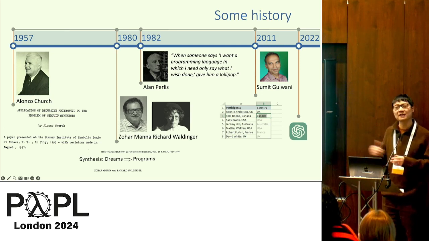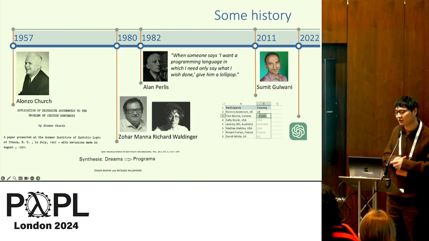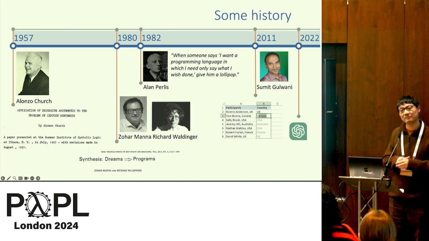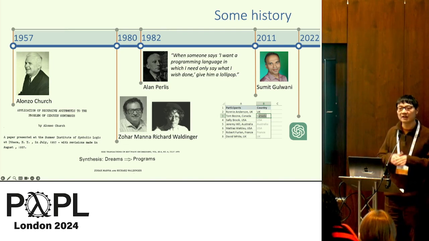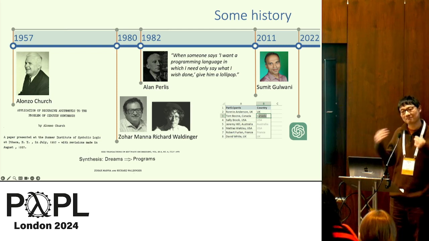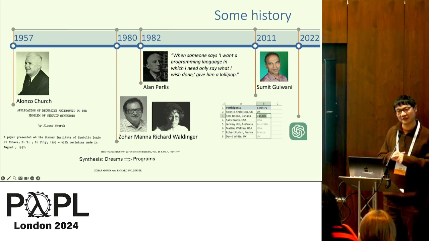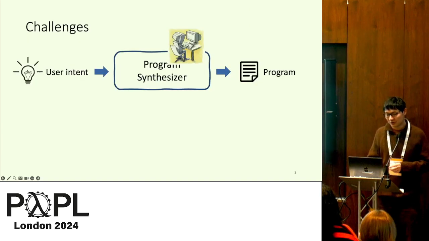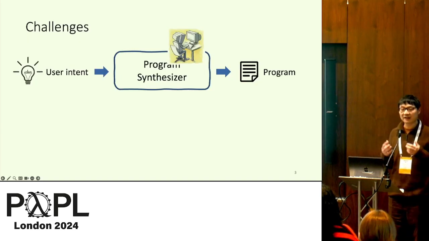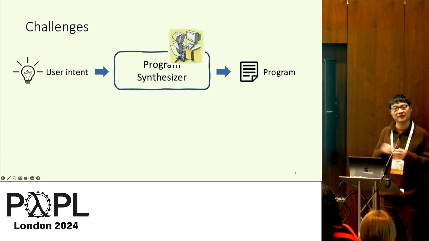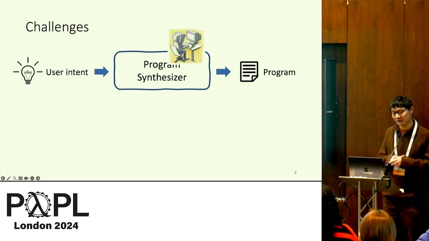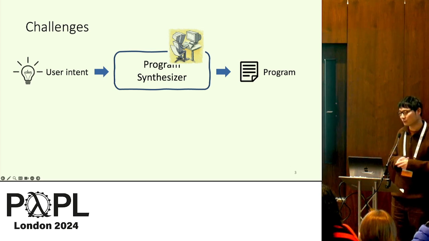And since then, the area has attracted a lot of research, and machine learning has been very successful as well. And we are all talking about large language models today. So the dream has come closer with these tools, but there's still a long way to go. Alright, so remember the synthesizer takes the user intent and produces a program. So the challenges come from every step. What should be the user intent, how the synthesizer should work, and what programs do you want to get.